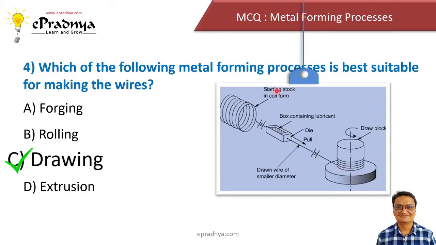Now, this is the diagram of wire drawing, in which we are obtaining a wire from a stock of wire which is very high in diameter, and we are getting a wire with a smaller diameter with the help of this block, which is also called a bull block, right? This particular wire having a larger diameter goes through these dies, and we are pulling that wire, we are drawing that wire, right? So this is an example of the wire drawing process.